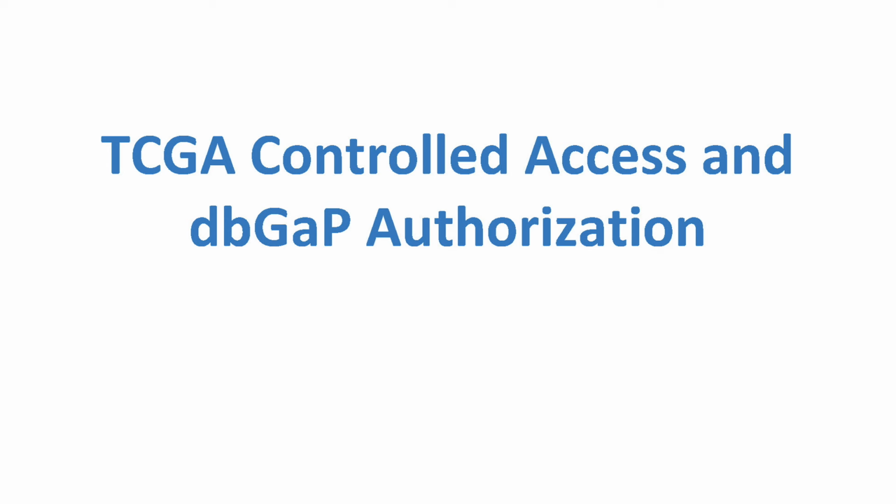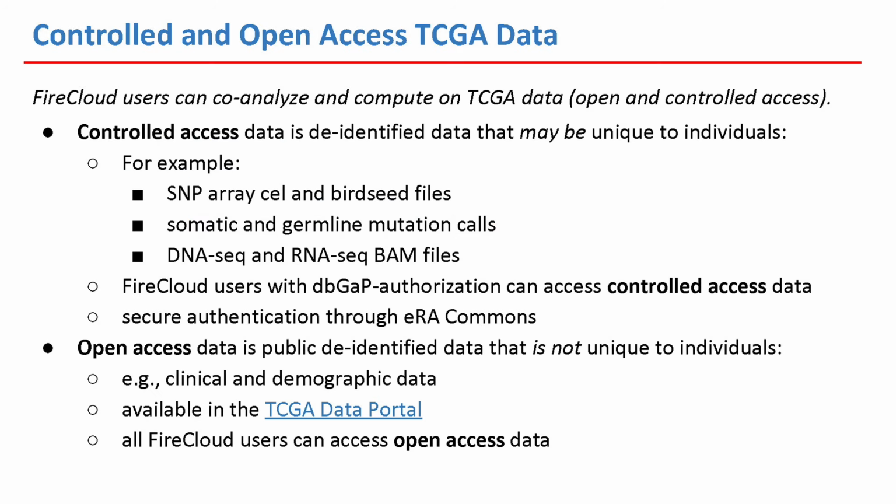All right, so we wanted to talk about TCGA controlled access and dbGaP authorization because presumably a lot of you are interested in accessing or using this data. So FireCloud users can co-analyze and compute on TCGA data, both open or controlled access. Controlled access data is de-identified and it may be unique to individuals. TCGA is really, really sensitive about proper use of TCGA data, and they will shut labs or groups down if they feel there are data infractions.